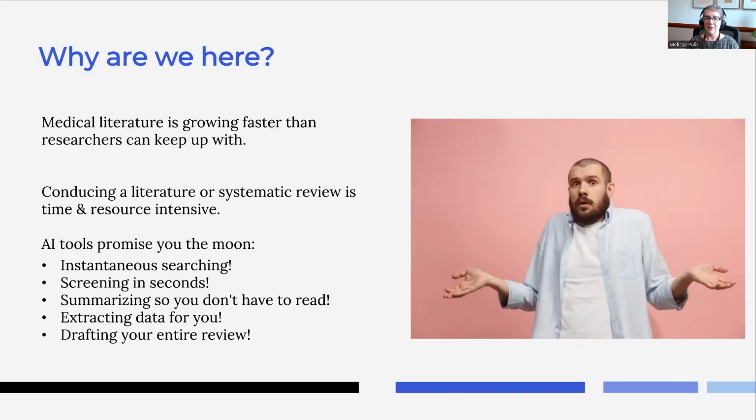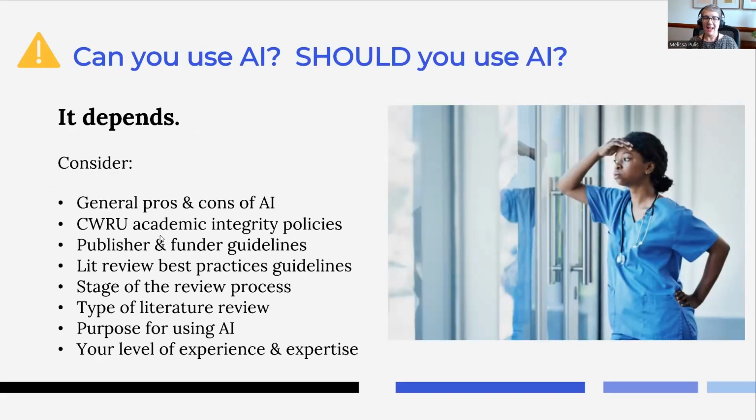And so a lot of us are like, this seems a lot better than our current method of doing it. I know whoever's done a systematic review has probably thought that there's got to be a better way to do it. But is AI the better way? That is what we're talking about today. Can you use AI or should you use AI? And the answer is it depends. Unfortunately, there really is no yes or no answer.